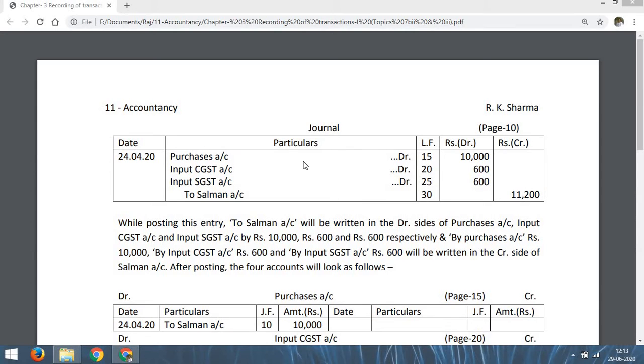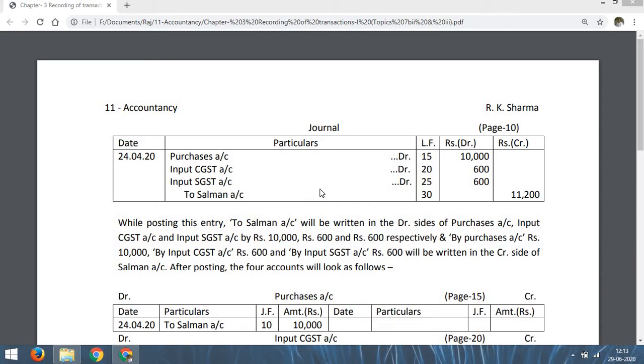So this is the compound entry. Why is it a compound entry? Because here three accounts are debited and one account is credited. I have told you earlier that the journal entry where more than one account is debited or sometimes more than one account is credited, that is called compound entry. So in this entry there are three accounts debited, that is why it is compound entry.